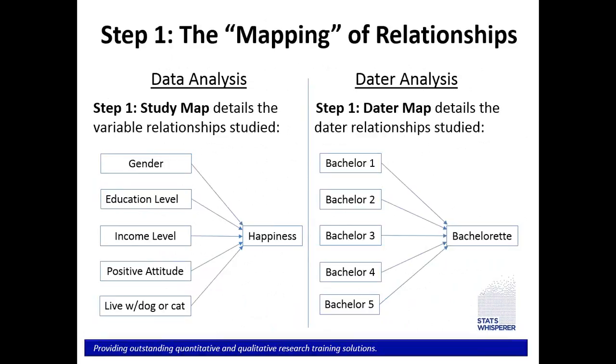In data analysis on the left, the left-hand column, we have our study map, step 1 study map, and we're looking at how each of these variables impact happiness. What's the relationship between gender and happiness connected with that arrow? What's the relationship between education level and happiness and income, right? And then finally on the bottom, our independent variable, living with a dog or cat, and happiness. So that's what we're examining.